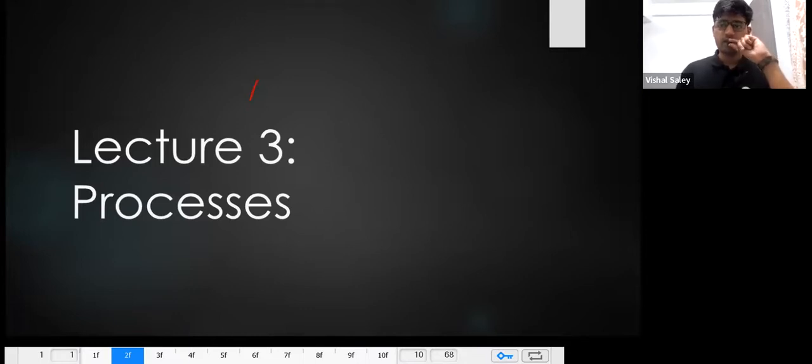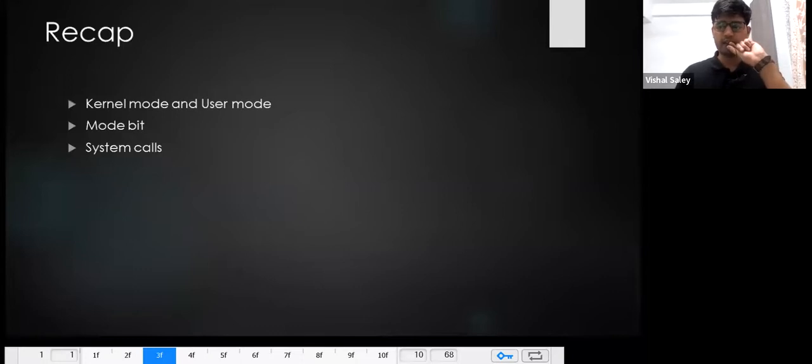Okay, great. So today we will be learning about processes. Before we get into that, let's have a quick recap of what we did in the last lecture. We discussed what kernel mode and user mode are, what we mean by the mode bit, and got a little introduction to system calls: how they work, how the mode bit changes when a process makes a system call, and how it changes back when the system call returns.